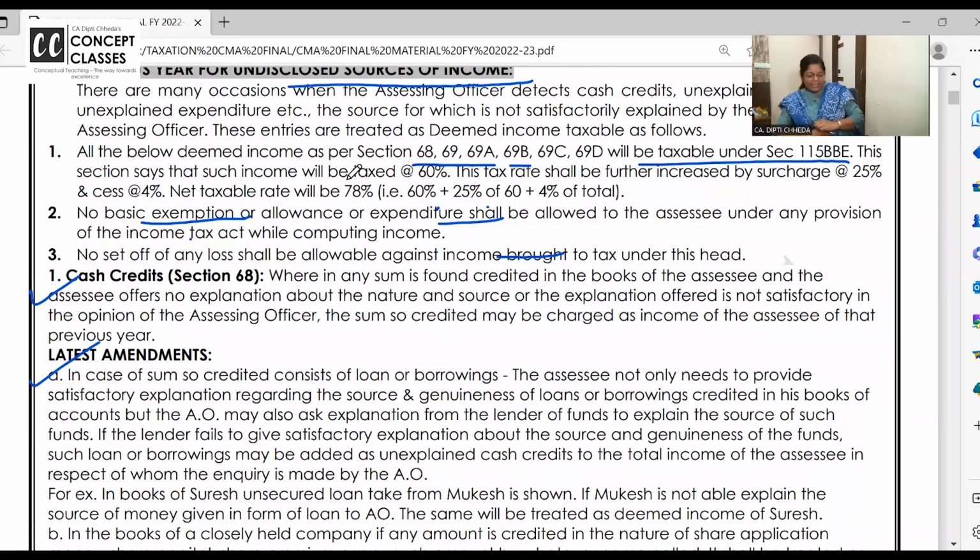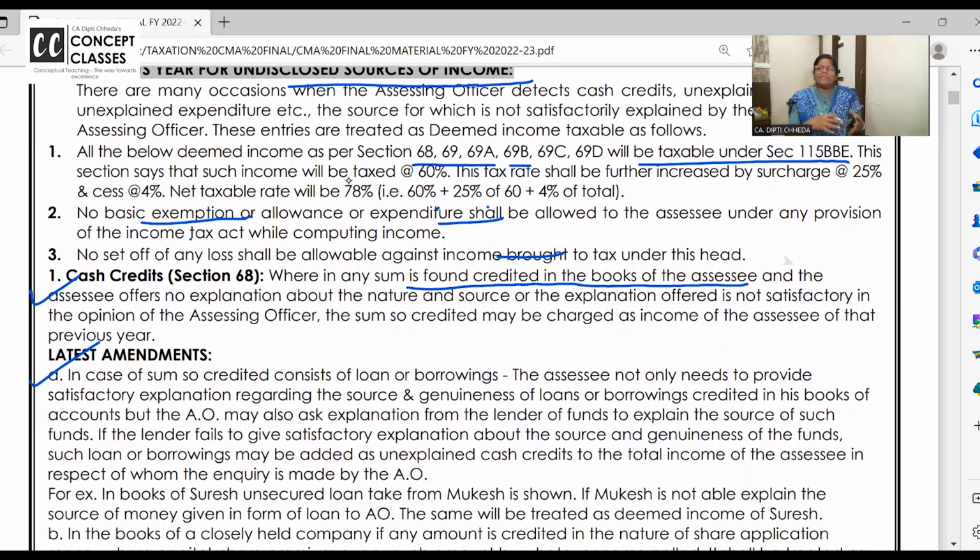First one in that is cash credit. Cash credit is any sum found credited in your books. You all know that you're not allowed to take loan and repay loan in cash. It's not allowed. You have to do it by cheque. But I have shown cash account debit to Harilal. Now, who is Harilal? Pata nahi. Harilal koi hai hi nahi.